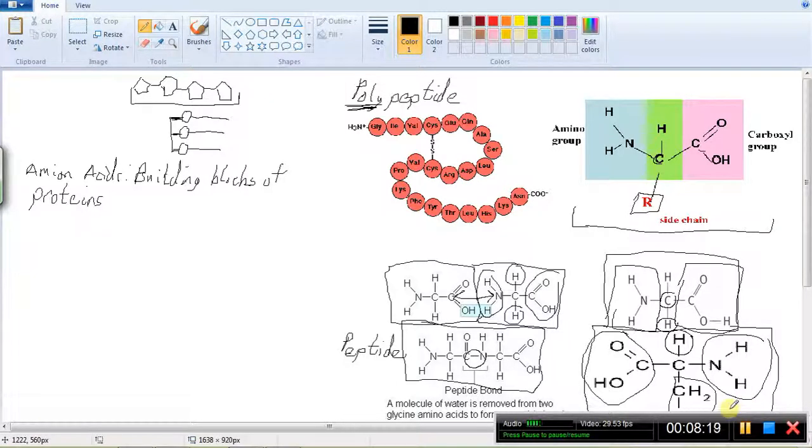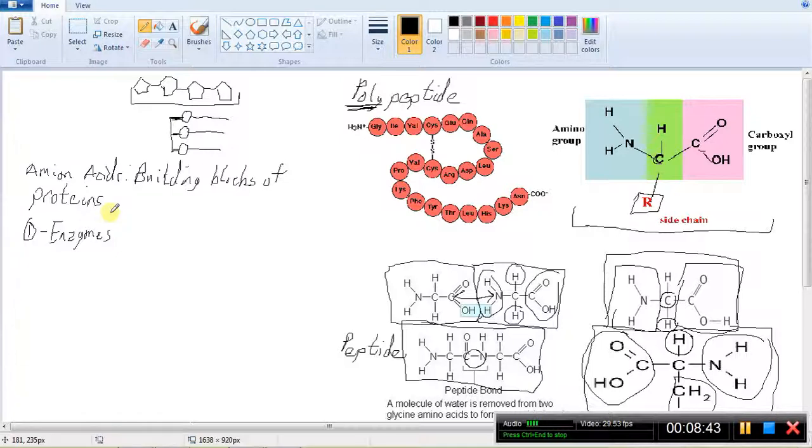Now on to protein function. So proteins are really, really important in the human body, and they have a large variety of functions. Number one, they're enzymes. Enzymes are super important. They help chemical reactions occur.